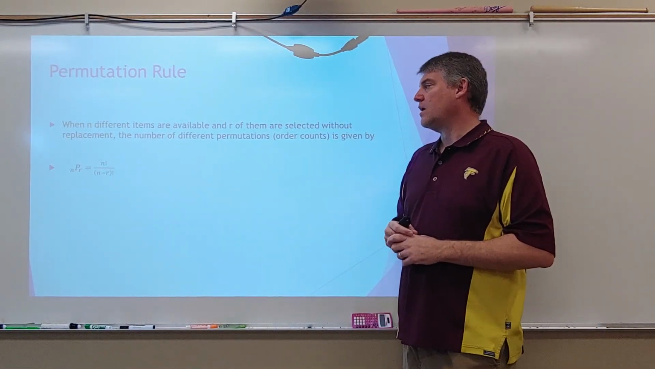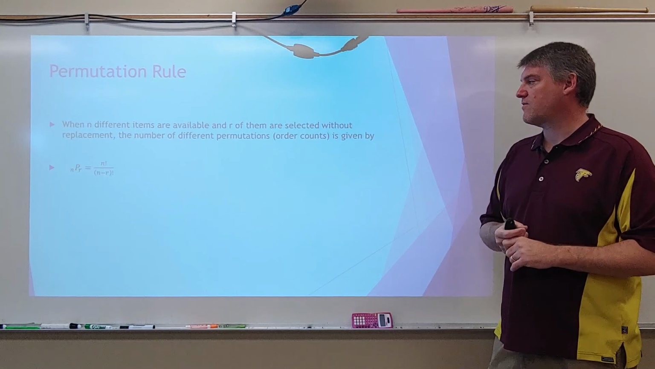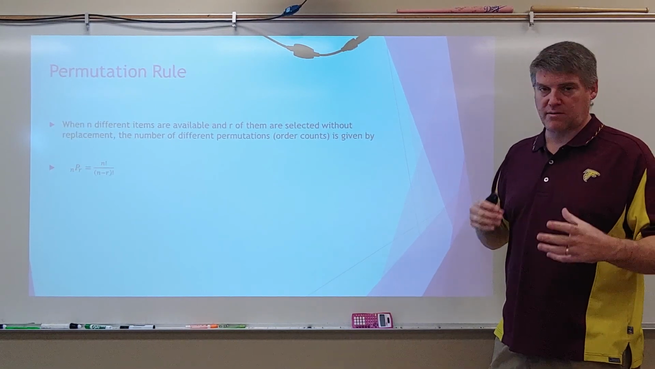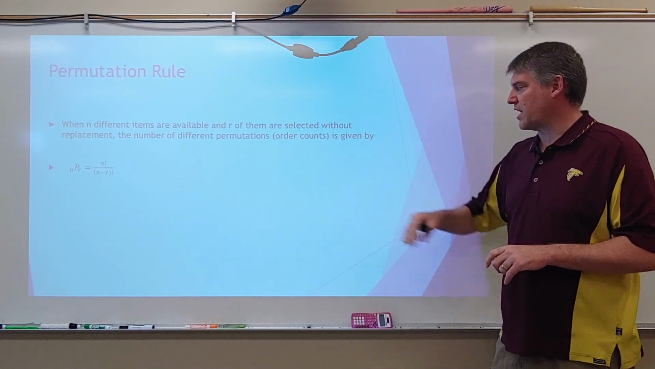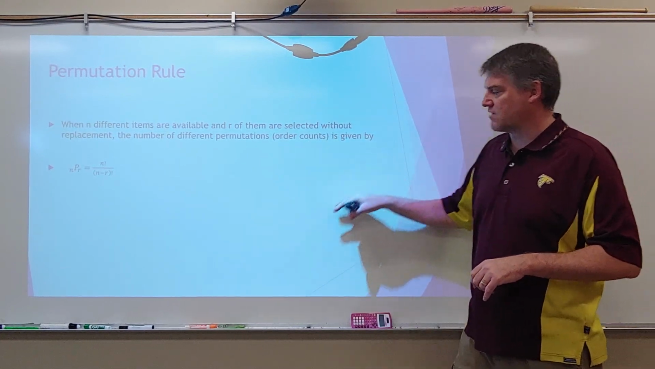Permutation rule. When n different items are available and r of them are selected, without replacement, the number of different permutation order counts is given by this formula.